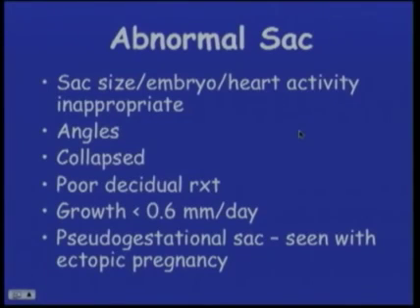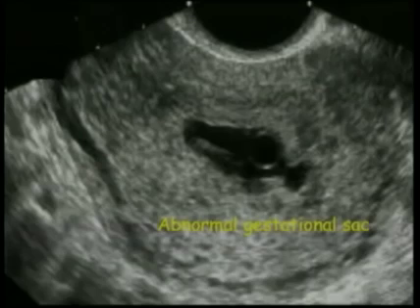Now, an abnormal sac will have the sac size, embryo, and cardiac activity inappropriate for those gestational ages that we just recorded. You may see angles in the sac, or it may be collapsed. There may be a poor decidual reaction, and if you do follow-up studies, it'll grow less than 0.6 millimeters per day. A pseudogestational sac seen with ectopic pregnancies can also mimic a gestational sac.